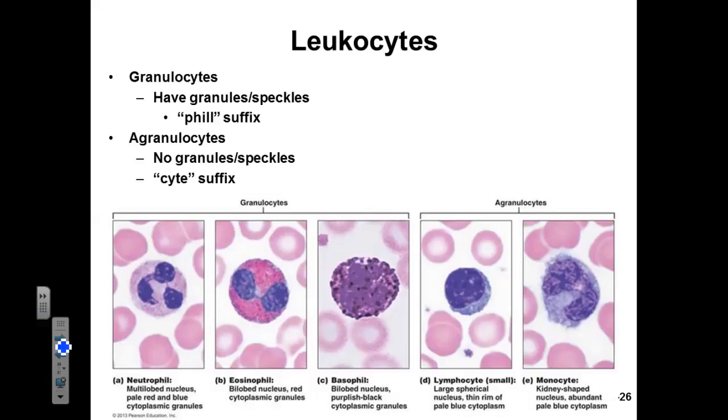Every white blood cell that has granules in it is going to have phil at the end of its name. So the neutrophil, the eosinophil, and the basophil are all granulocytes. They all have those speckles or polka dots. Conversely, all of the white blood cells that do not have those granules or speckles in them are going to have cyte at the end. So we have the lymphocyte and the monocyte that are both agranulocytes, or without polka dots. Any questions about these two big categories?